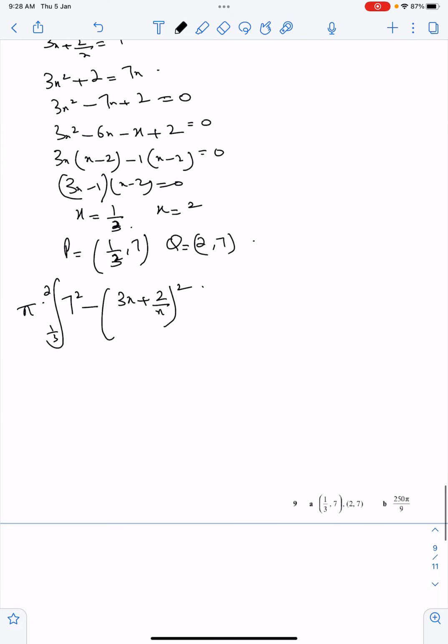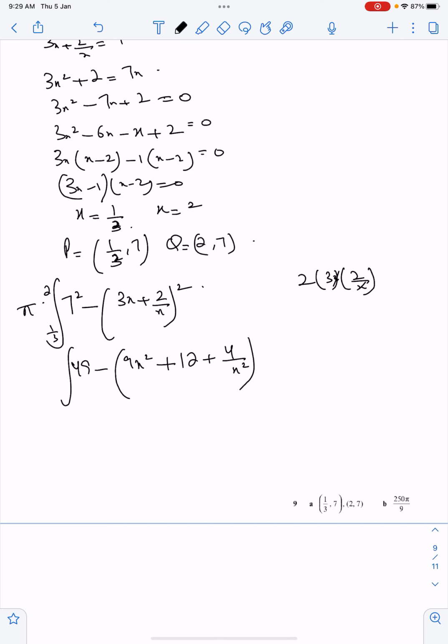Okay, let's simplify it, and then we're going to start with the integration process. 49 minus, I'm going to open this bracket with the formula a plus b the whole square. So it will become 9x squared plus 2 into 3x into 2 upon x, 12, plus 4 upon x squared. When I open this bracket, I'll get 49 minus 9x squared minus 12 minus 4 upon x squared. 49 minus 12 is 37. So 37 minus 9x squared minus 4x to the power negative 2.